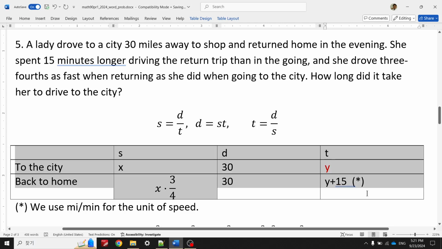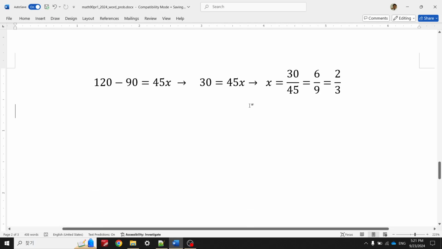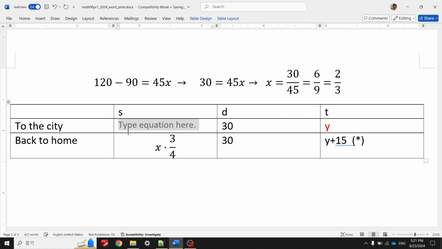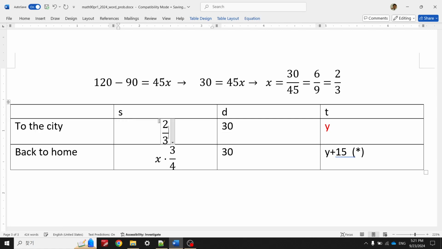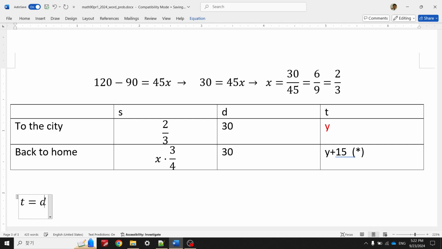And since this is too far away, let's copy that again. So we have x as 2/3. Okay? And we are looking for y. How do you get y? Well, we have two options. One is to say time is what? Time is distance over speed. Right? That's one way to say it.